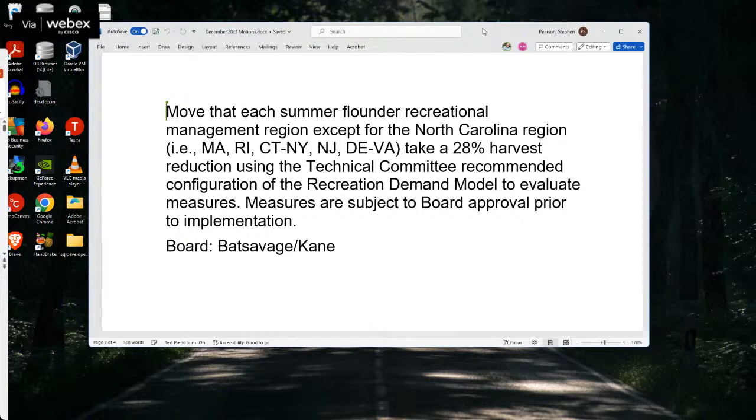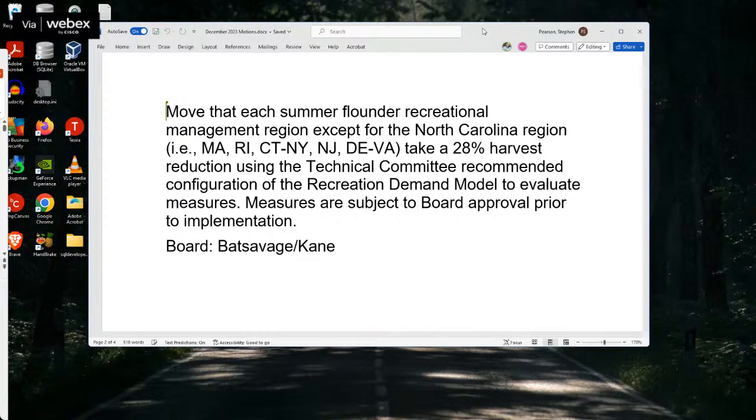In this motion, it states the TC will review and recommend, and the board will approve region-specific regulations at a later board meeting in February. So I think with all this, those steps will ensure that North Carolina's 2024 recreational flounder regulations, and '25 for that matter, will not impact the conservation equivalency measures from achieving a 28% reduction.